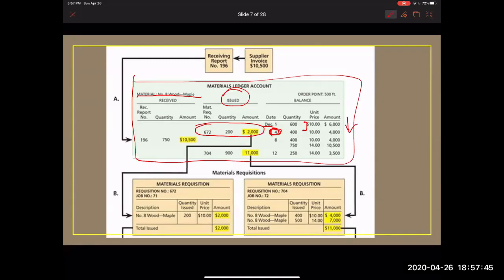But what I do know at this point is my materials inventory has just decreased by 200 pallets. So now I'm going to follow this little line here, and it tells me in section B that it looks as if 200 pallets of maple wood is being applied to this particular job. Here's the requisition number 672. It matches here, so here's the 200 quantity of maple wood, the pallets, at the unit cost and the amount.